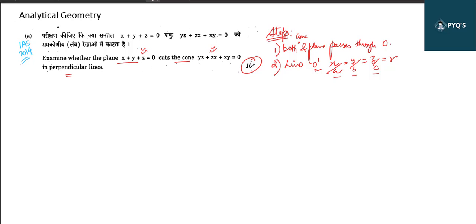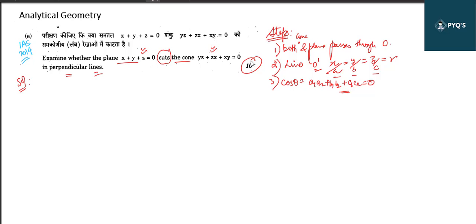Now we'll satisfy the condition that plane cuts the cone in lines, and we'll apply the perpendicular condition, that is cos theta, as for two lines a1 a2 plus b1 b2 plus c1 c2 equals to 0, to find out whether the lines are perpendicular or not. Okay, so let's try to solve it.